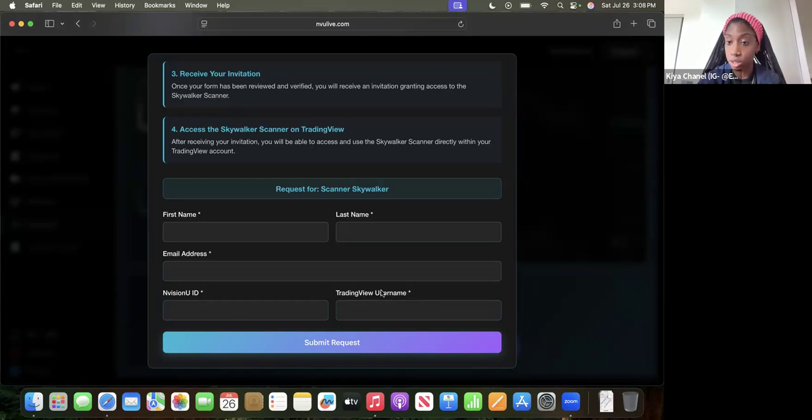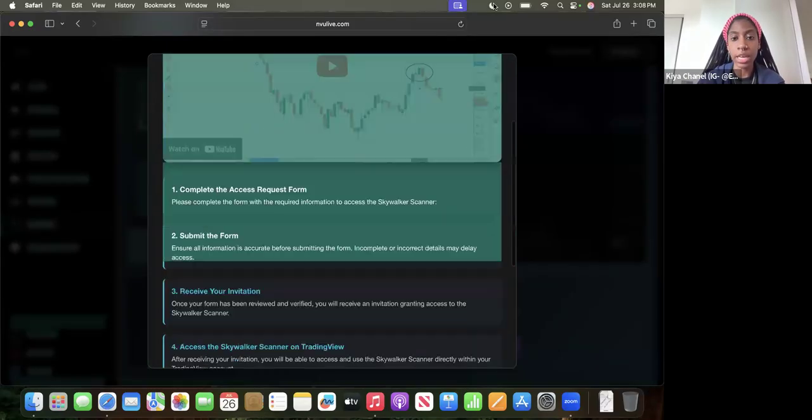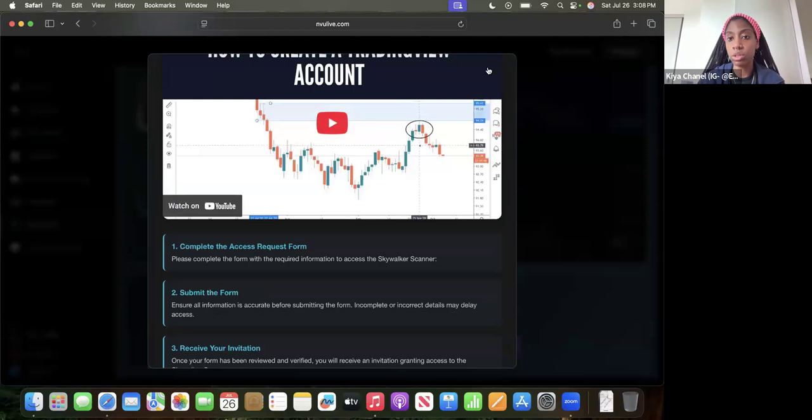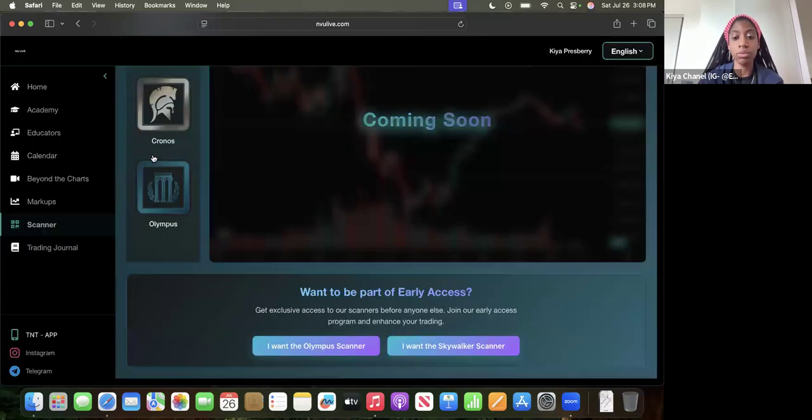Now, please do not get that mixed up, okay? Your TradingView username should be in your settings or something on TradingView, but this is how InvisionU is going to be able to grant you access to the Skywalker scanner on your TradingView. I'm sure a lot of you on this call already have it on your TradingView, so y'all probably don't have to worry about it. But if you don't have it, that is how you get access to it.